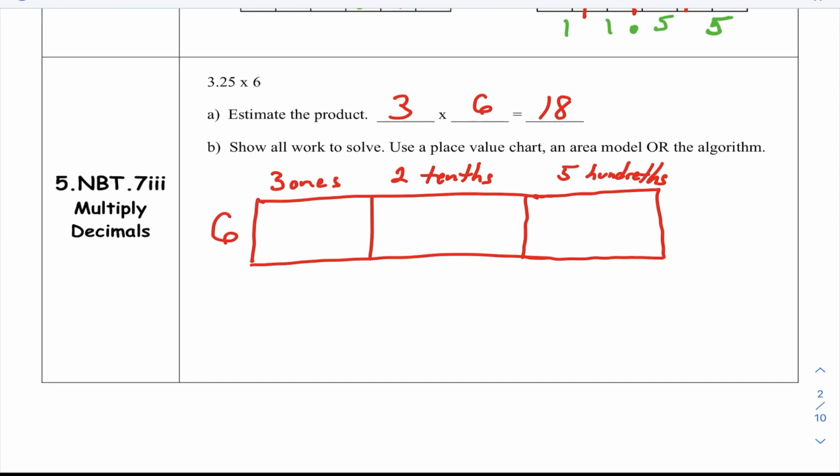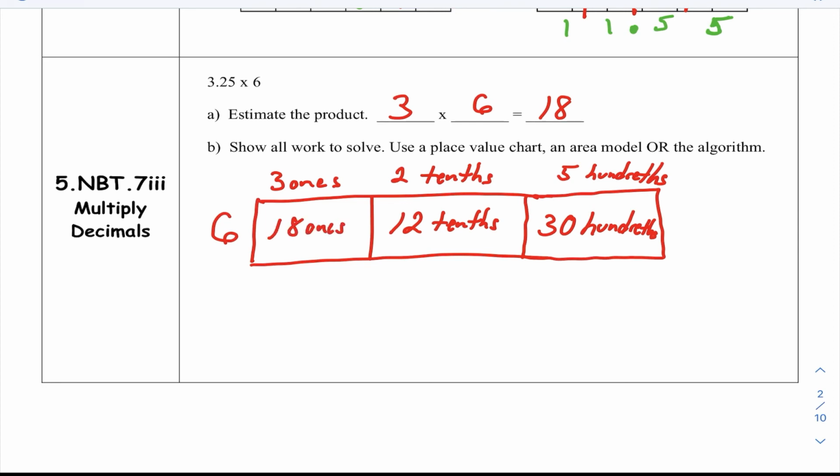So I know 6 multiplied by 5 hundredths, well, 6 multiplied by 5 is 30 hundredths. So 30 hundredths. 6 multiplied by 2 tenths, well, 6 multiplied by 2 is 12, and it's 12 tenths. And 6 multiplied by 3 ones, well, 6 multiplied by 3 is 18, or 18 ones.